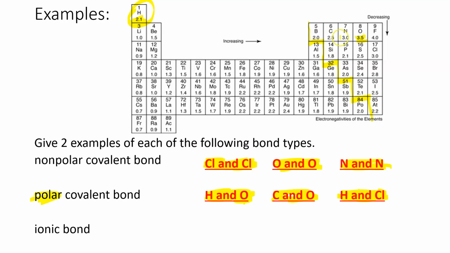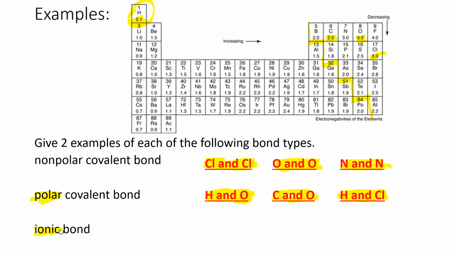You could do the same thing. Carbon and oxygen, there's a difference between those numbers. And then we have hydrogen and chlorine. There's a difference, so that makes it polar covalent. Now, if there's a really big difference, that would be an ionic bond.